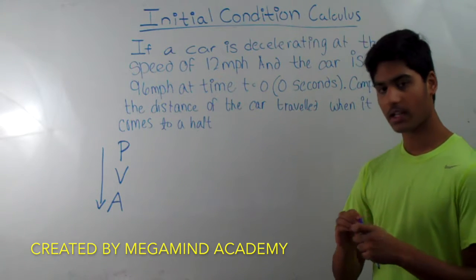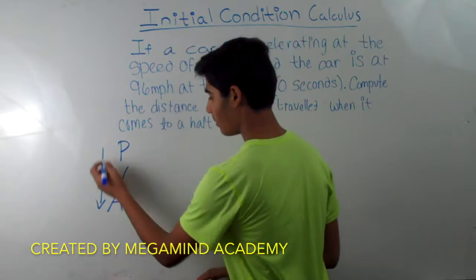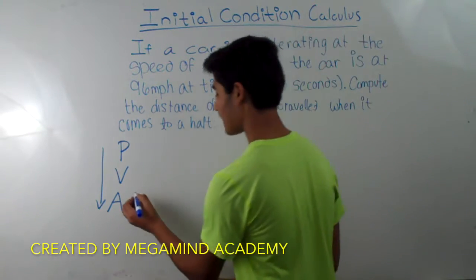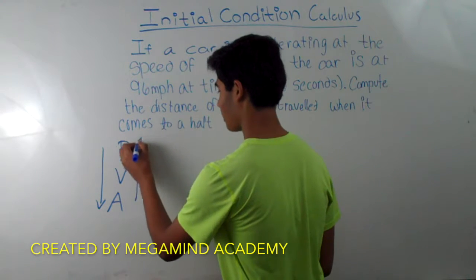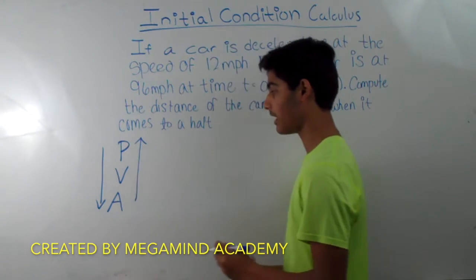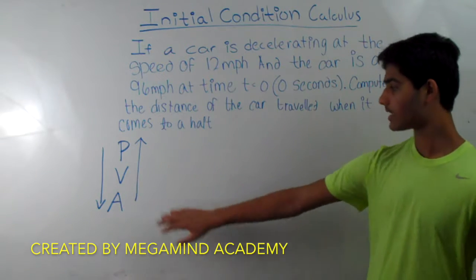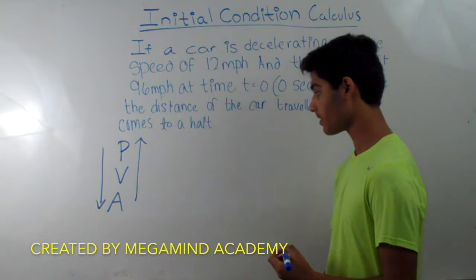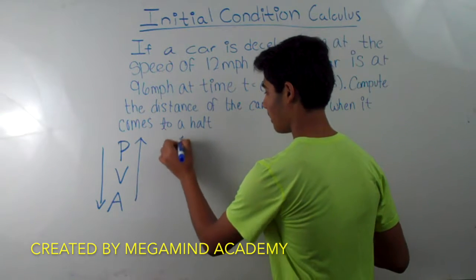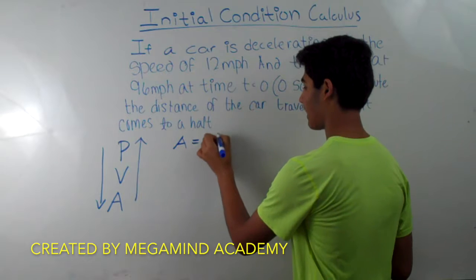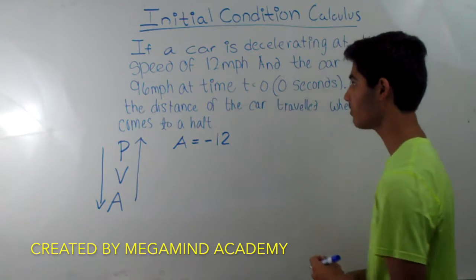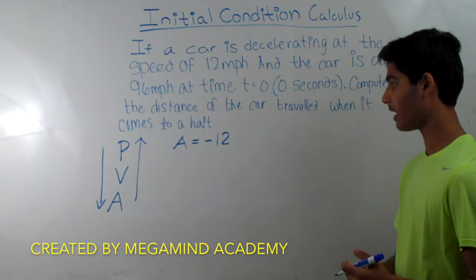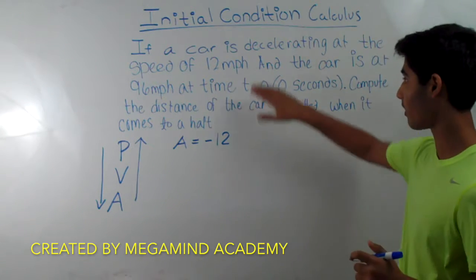Well, here's where we compute the integral. So we know that the integral is the opposite of the derivative. So that means that the integral of the acceleration function is the velocity function, and the integral of the velocity function is the position function. So let's take a look at what this can do. We know that the acceleration function is a constant negative 12, because the car is constantly decelerating at a rate of negative 12 miles per hour, or at a rate of positive 12 miles per hour, but it's decelerating.